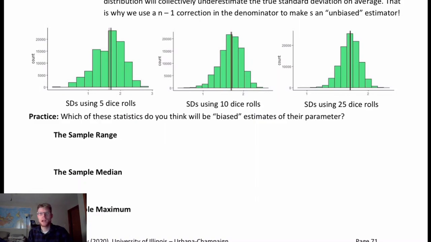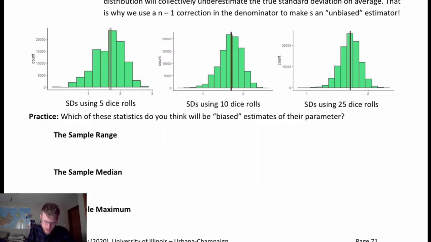I'd encourage you to think about this. We covered a lot of stuff in this section. It might feel a little confusing and complicated. So this might be a good chance to go back and read a little about what we just talked about, and then think about this question. Which of these do you think might be biased estimates of their parameter? Which do you think might be unbiased estimates, and why?